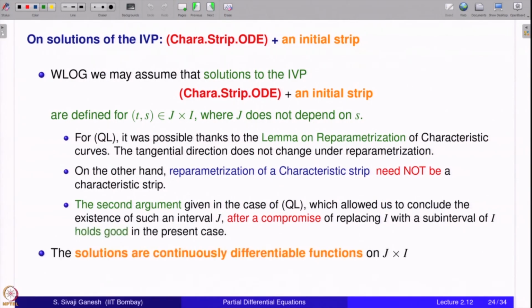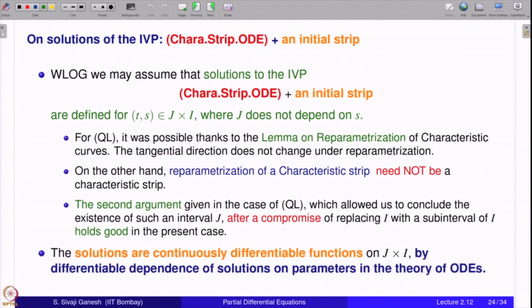So, the solutions are continuously differentiable functions on J cross I by differentiable dependence of solutions on parameters in the theory of ODEs. In fact, inside the proof of this theorem, one needs to catch hold of such an interval which does not depend on s.